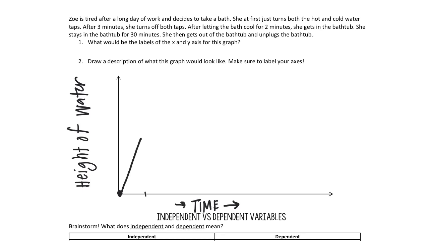After 3 minutes, she turns off both taps. So at 3 minutes, we're going to have some sort of change. She's going to let the bath cool for 2 minutes. So if she's going to let the bath cool, there's going to be no change in the water over a little short segment of time. So after 5 minutes, the height of the water hasn't changed. She's just letting it cool.